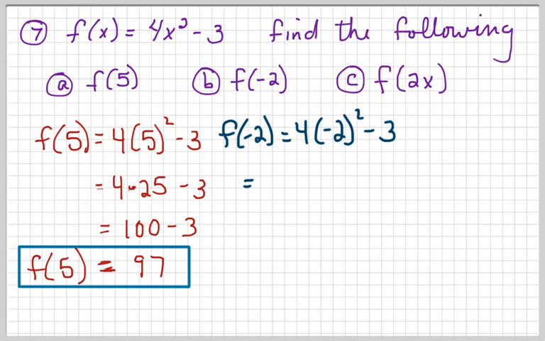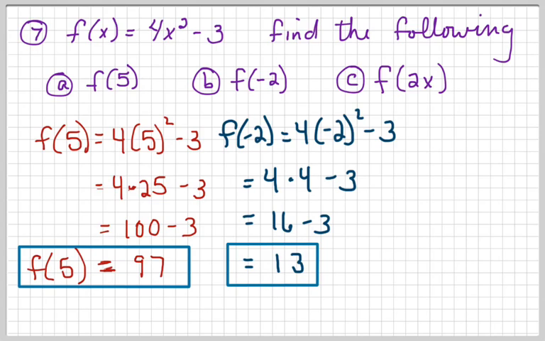And so that equals, again we square negative 2. Make sure you do that right on your calculator. It's a positive 4. That's 16 minus 3. That's 13. So the f of negative 2 is 13.